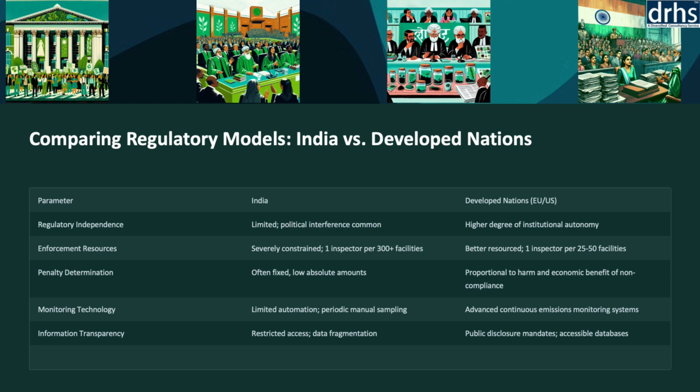And the last parameter we are going to discuss is related to community involvement. Community involvement in India tends to be procedural rather than substantive. While there are mechanisms for public participation, they often lack meaningful engagement and impact. In developed nations, structured mechanisms for community involvement ensure that public input is considered in regulatory decisions. This leads to a more inclusive and effective regulatory framework.